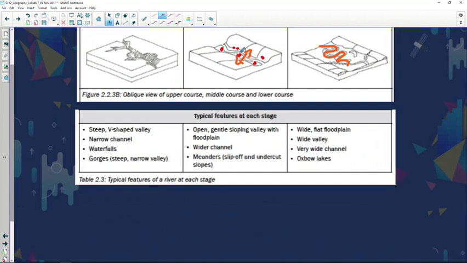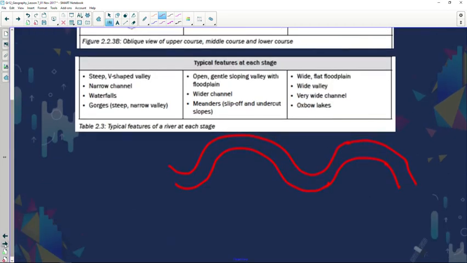And then the meandering of the river, which we will discuss in the next slide, starts to twist and bend with a cut-off and an undercut slope and a slip-off slope. And as you can see over there in the lower course, it's extremely wide, the riverbed, with an extensive area of a floodplain. And oxbow lakes formation takes place over there.